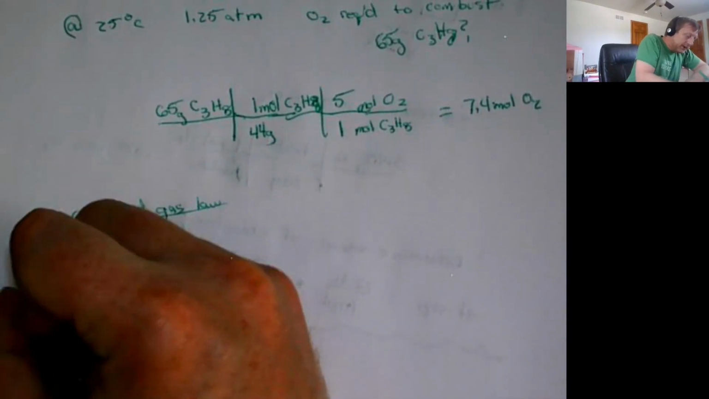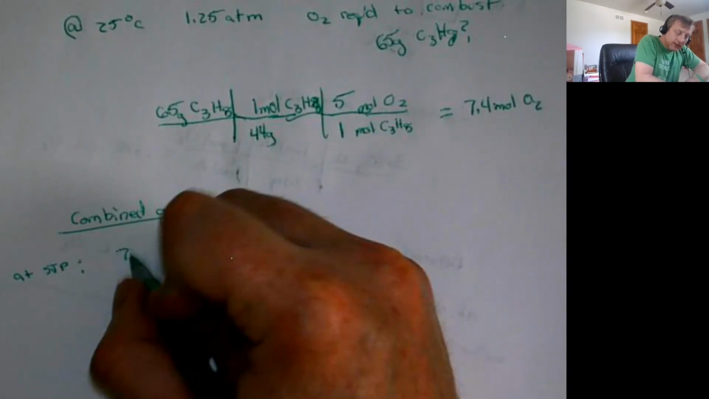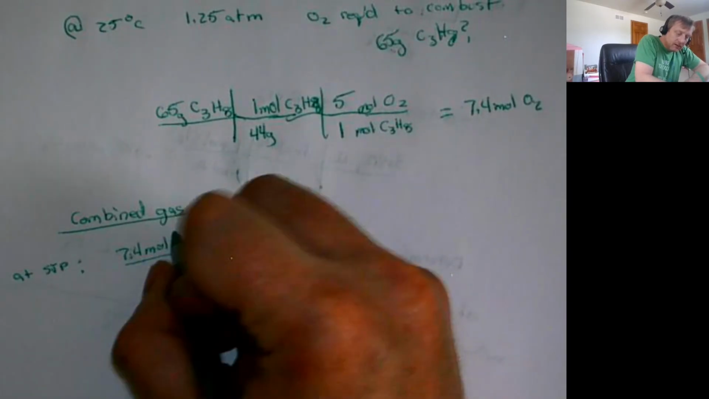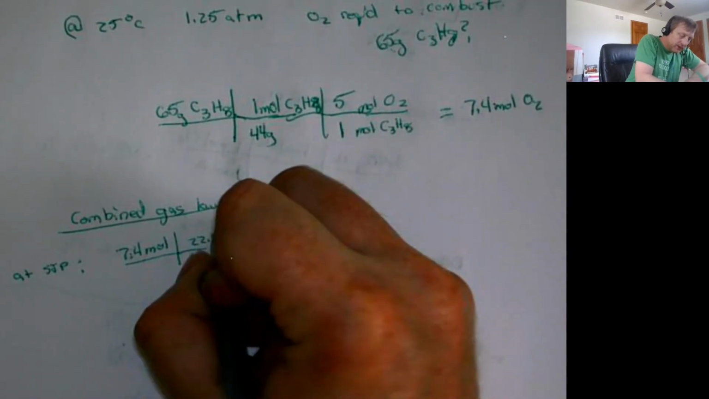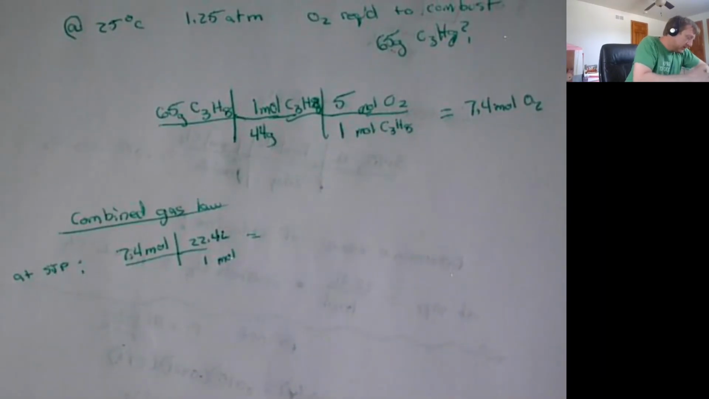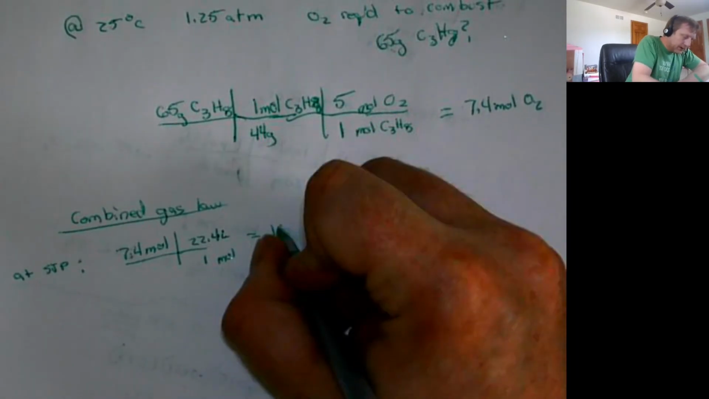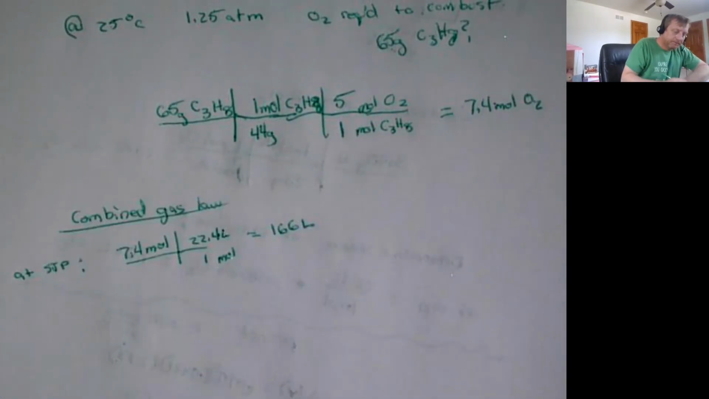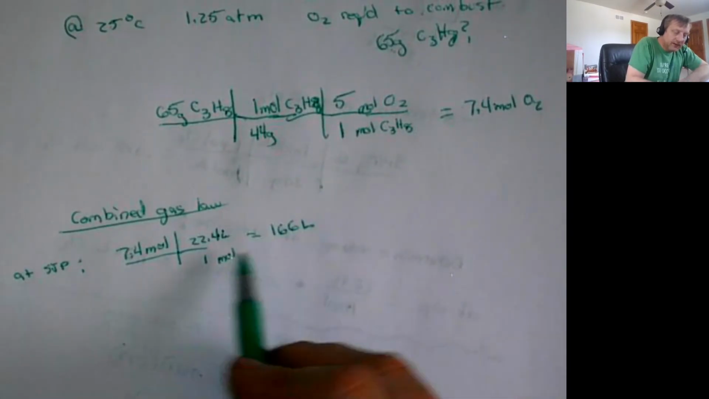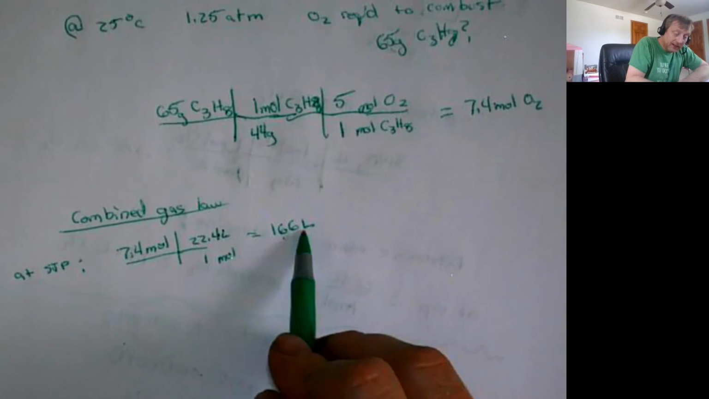So I can say at STP, these 7.4 moles of gas would be 22.4 liters per 1 mole. And that would give me some 166 liters. Then I can use the combined gas law to change this from STP to the set of conditions that I have.